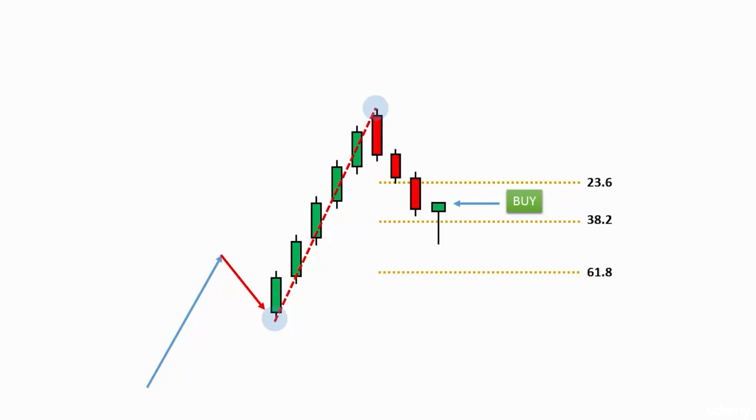So, we can trigger a long trade entry after the closing of the bullish candle at the 38.2 or second Fibonacci retracement level. Now, let's say price continues to fall by breaking even the 38.2 Fibonacci retracement level, then the 61.8 Fibonacci retracement level will act as the next and third support on this price consolidation rally.